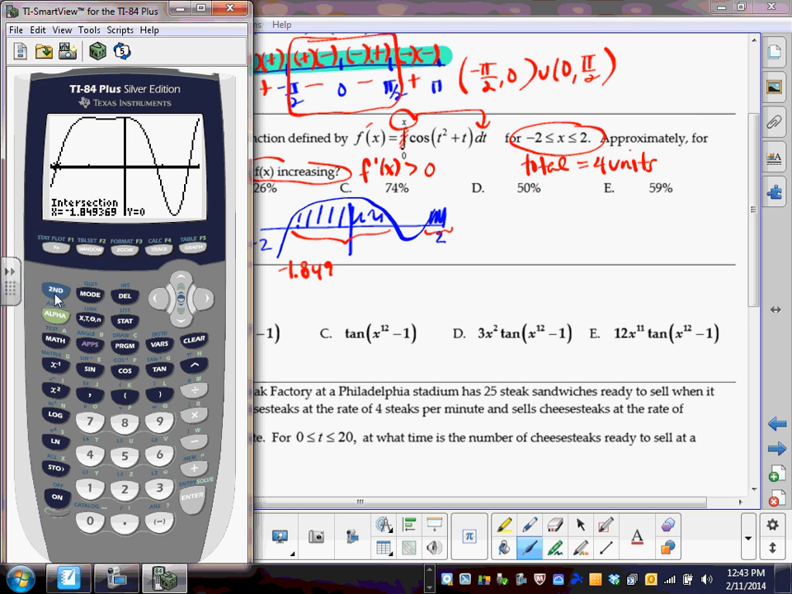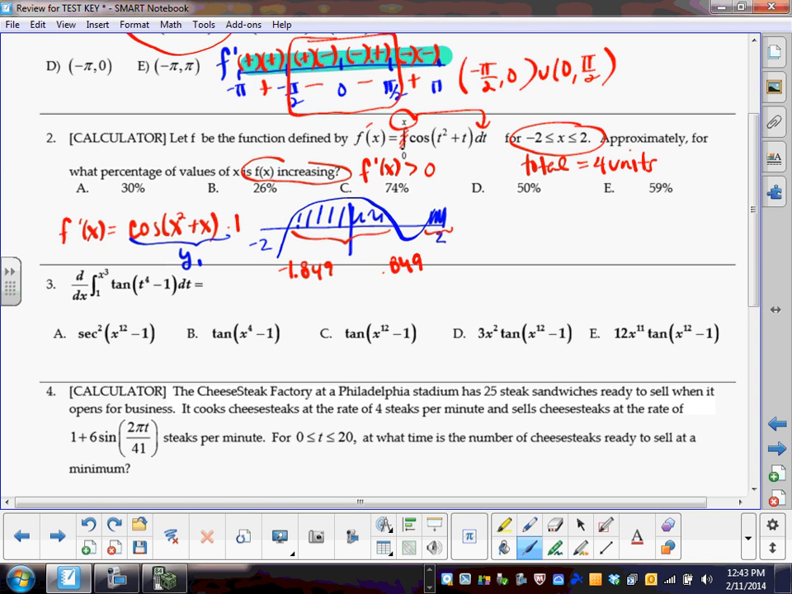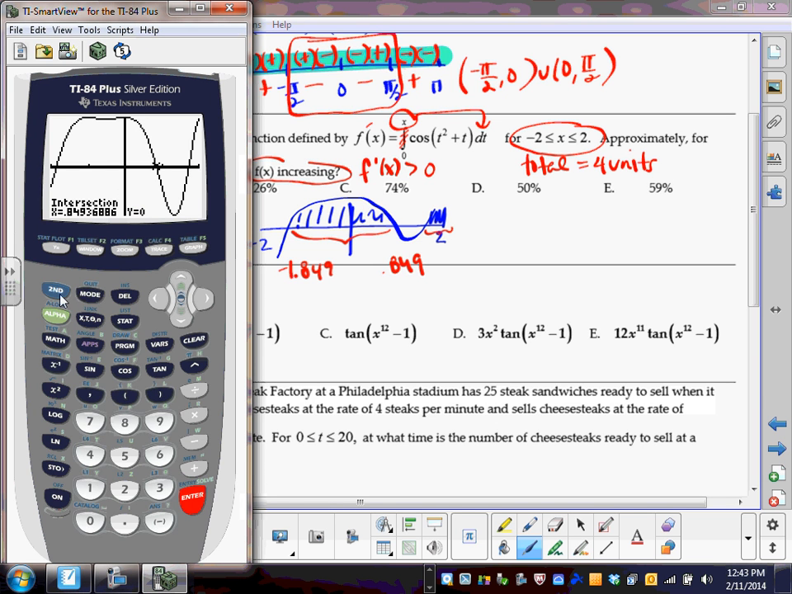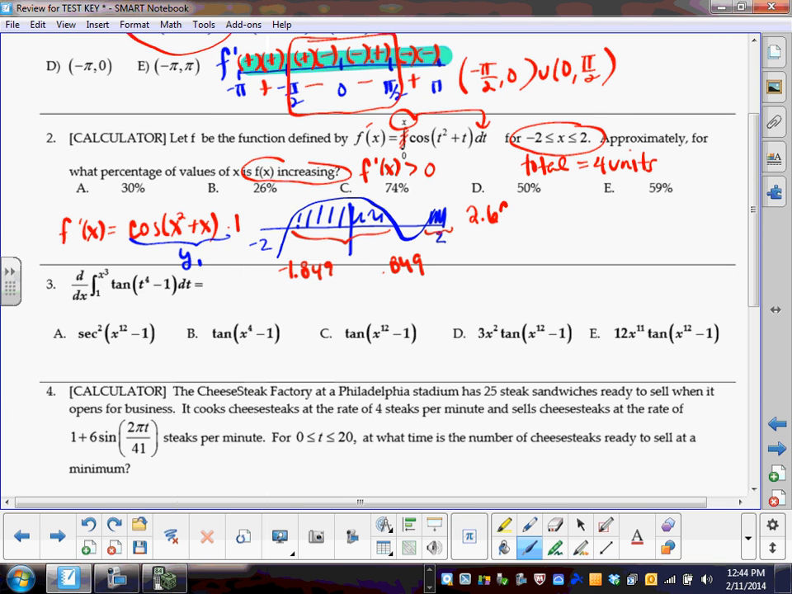I'm going to find the next intersection, and it appears to be close to 1, so I'll type 1. And 0.849. So the total width of that particular piece is 0.849 minus the negative 1.849, or we could add the two absolute values together, 2.698. So I have 2.698 plus, we need the width of this section.